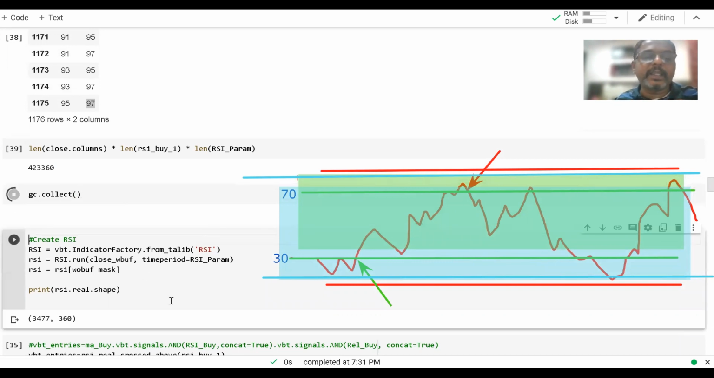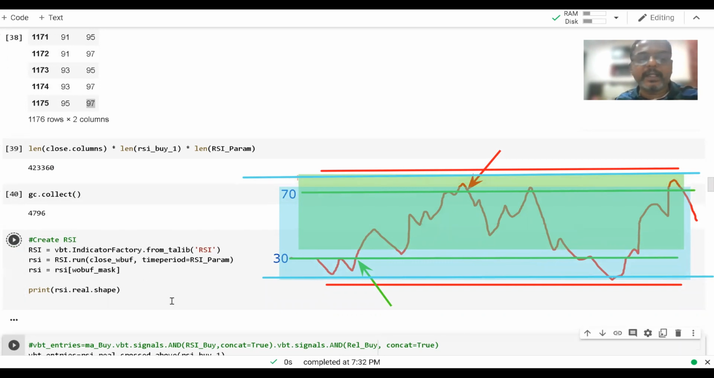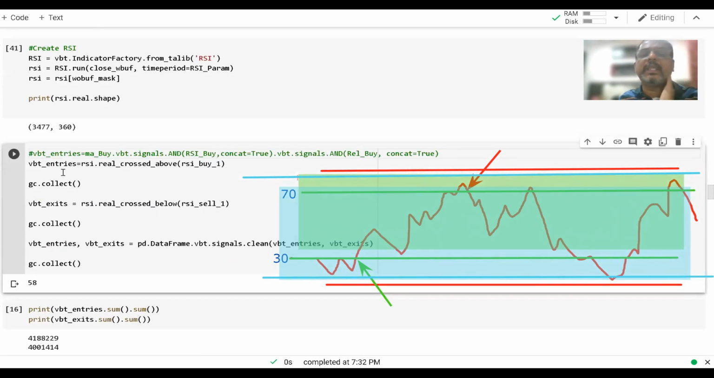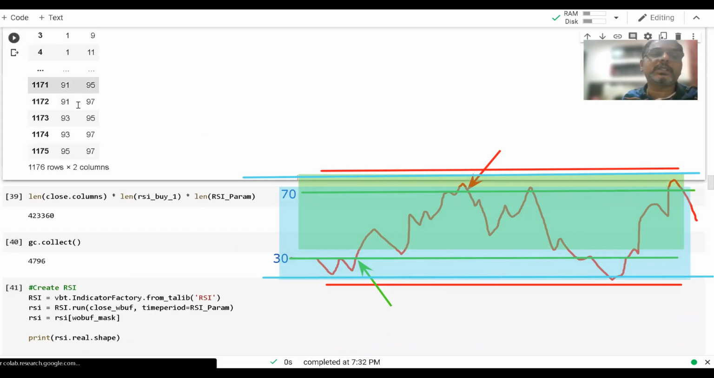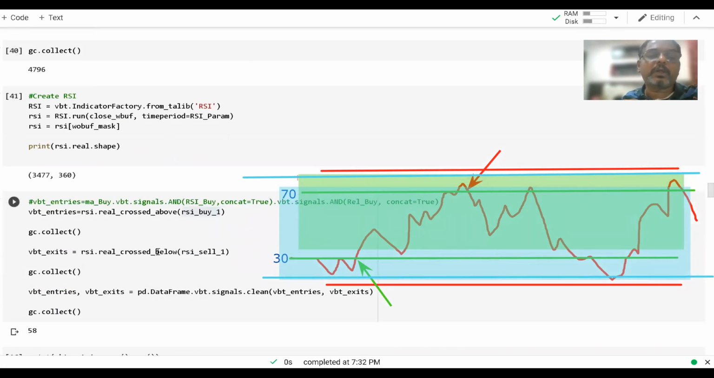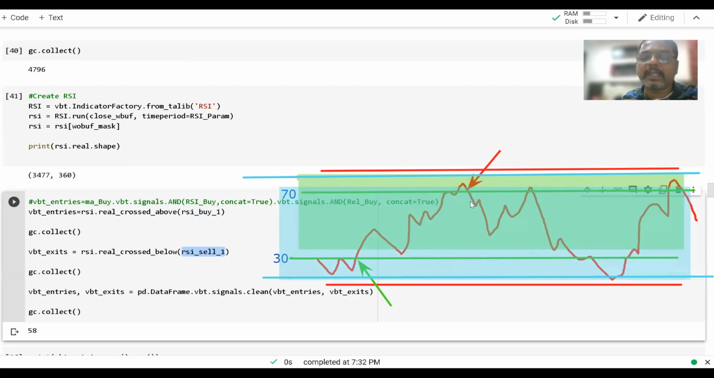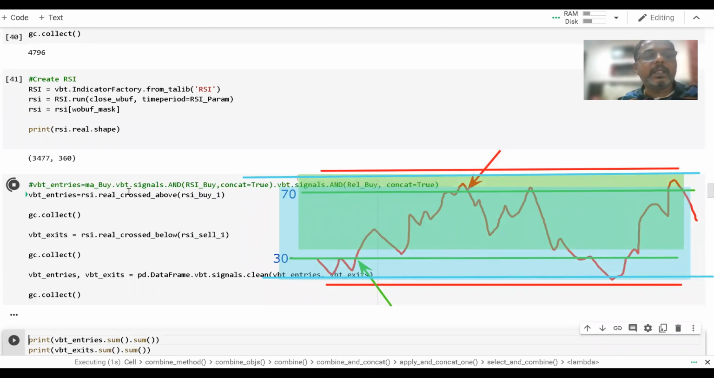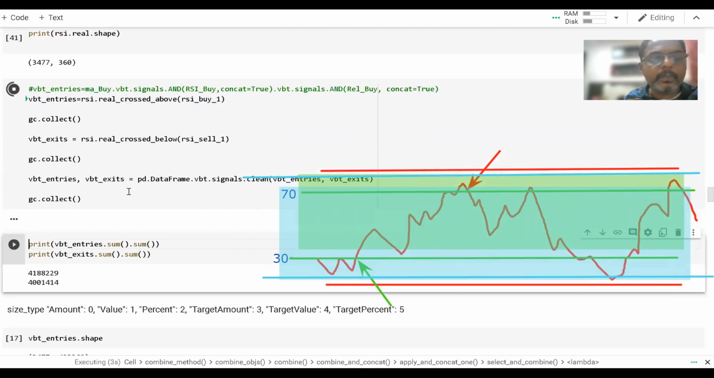So let's create the RSI as an indicator. Now this next one. I am saying RSI entry whenever the RSI crosses above the buy level, which is the first column, and whenever it crosses below the RSI sell level, I am going to be doing an exit. So let it run. It's going to take a little while to run.